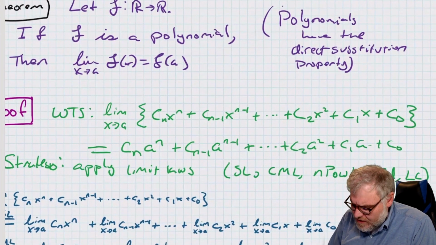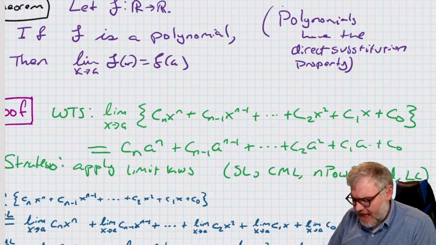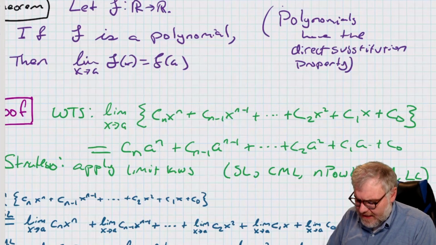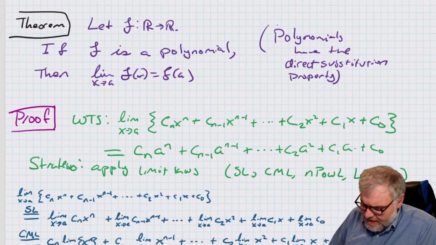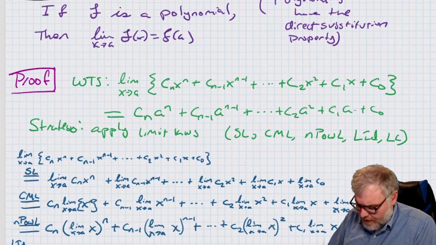So what I really want to show is that the limit as x goes to a of the polynomial c_n x^n + c_{n-1} x^{n-1} + ... + c_2 x^2 + c_1 x + c_0 equals c_n a^n + ... + c_1 a + c_0. And then I'm going to have a strategy here. I'm going to apply limit laws in order to get this to happen.